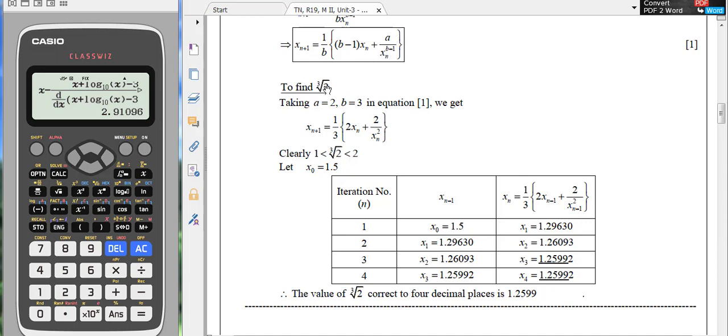And to find this particular value cube root of 2, you need to take a value as 2 and b value as 3, bth root of a. Comparing cube root of 2 with bth root of a, you need to take a value as 2 and b value as 3. So by selecting such values in the above equation, it gives xn plus 1 is equal to 1 by 3 into 2xn plus 2 by xn square, which is about xn plus 1. The iterative formula to be used.